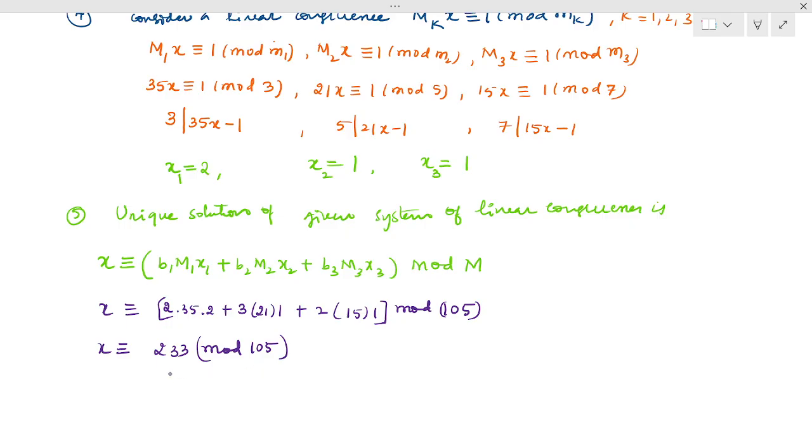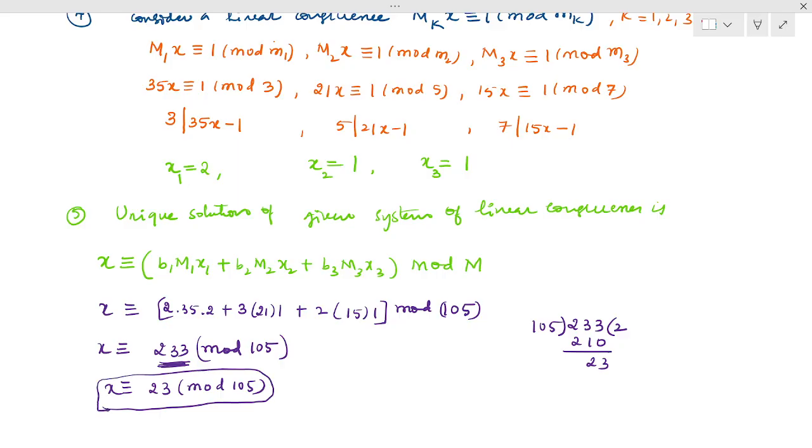Okay. So look at this, this is the remainder place, student. Since this is a remainder place, and the remainder is greater than the divisor, therefore you can divide 233 divided by 105. 105 into 2 is 210. You will get 23. Therefore, in place of 233, you can write 23 mod 105. So, this is the solution of a linear congruence.